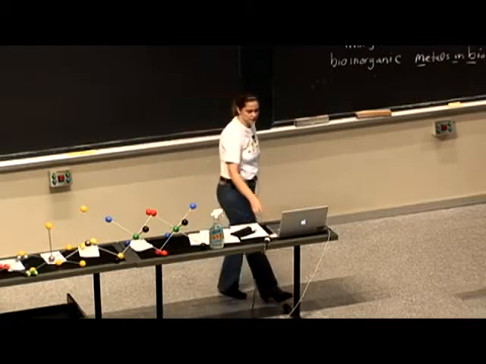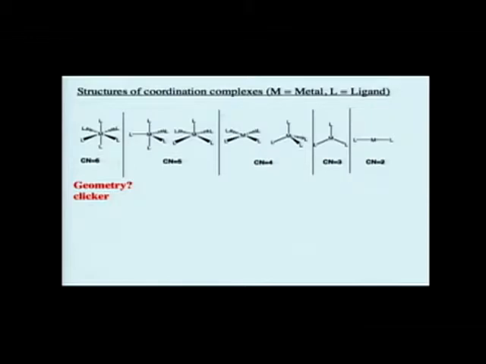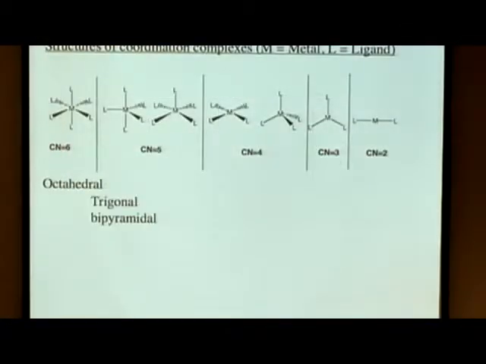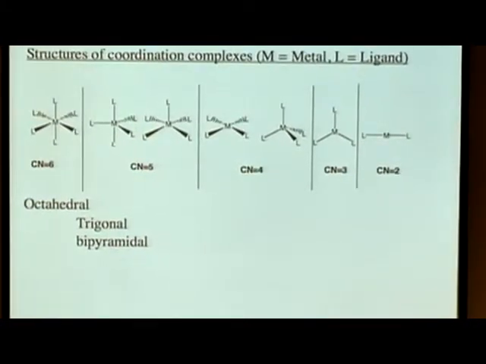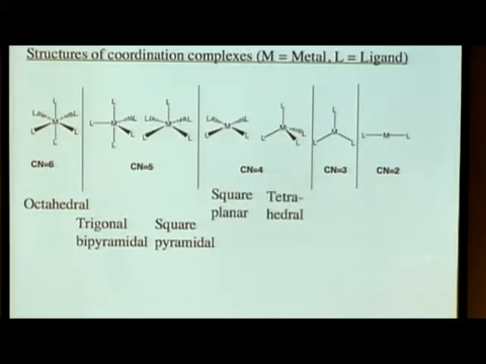So let's just quickly run through the rest of these. You can yell out the answers, either looking at your handout or not looking at your handout. The next one over here, what is it? Right, trigonal bipyramidal. For a CN number of 5, we have another option shown over here. What's that one called? Square pyramidal. For CN numbers of 4, there are 2 things that you'll commonly see. What's the first one called? Square planar. The second one? Tetrahedral. For CN number of 3, what's that geometry called? Trigonal planar. And CN of 2, only one option, linear.